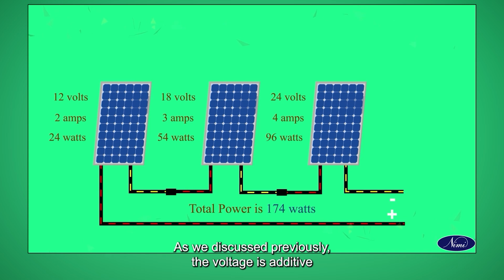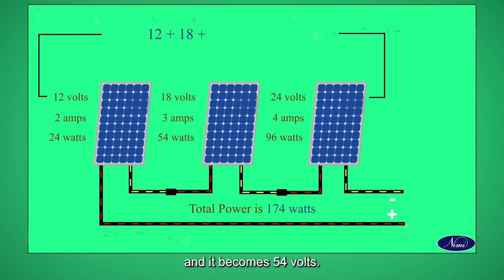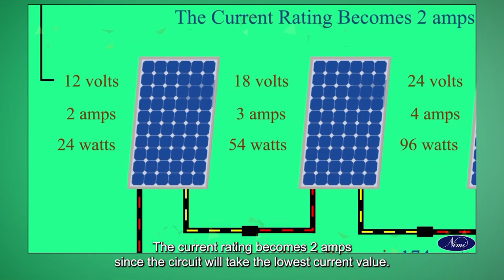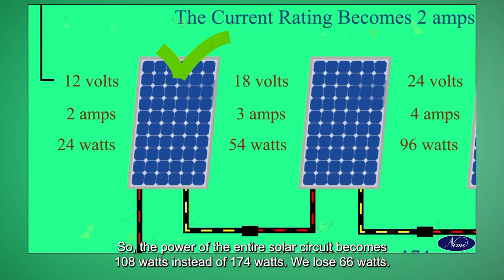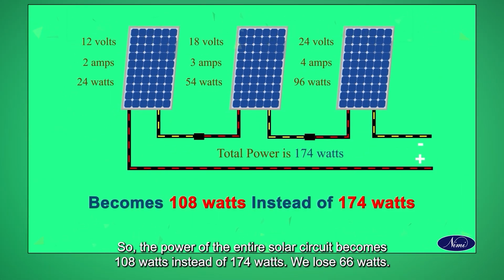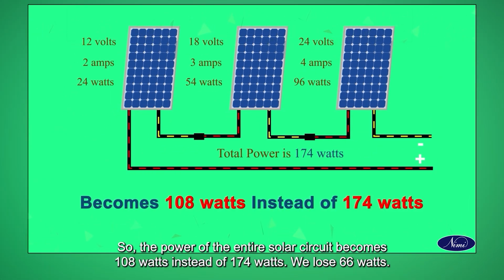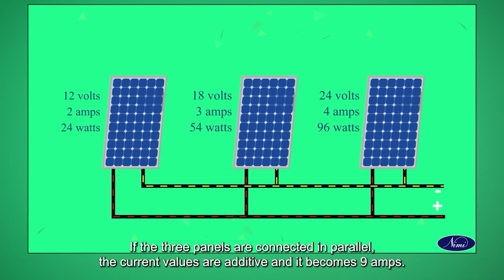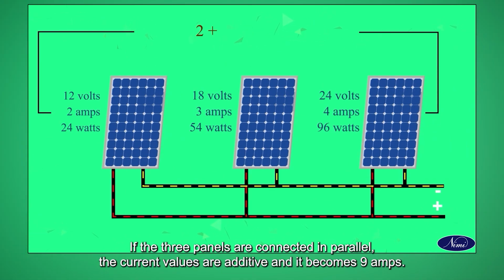As we discussed previously, the voltage is additive and it becomes 54 volts. The current rating becomes 2 amps, since the circuit will take the lowest current value. So the power of the entire solar circuit becomes 108 watts instead of 174 watts. We lose 66 watts.